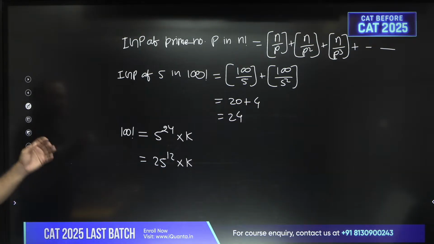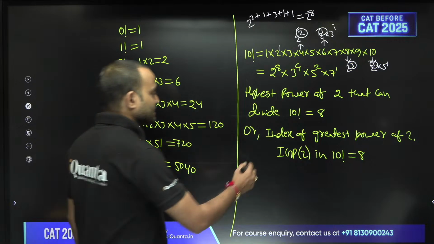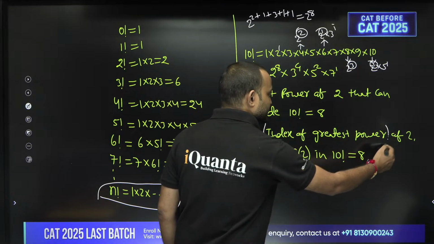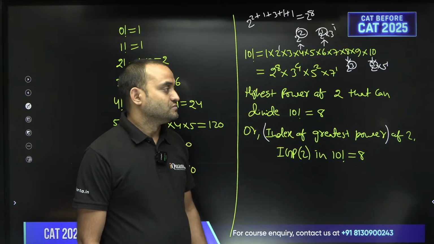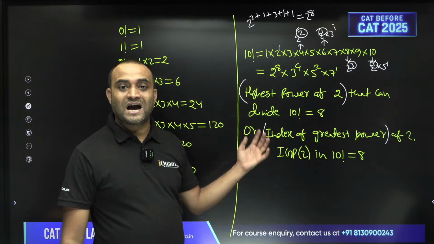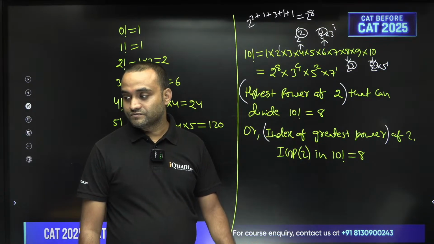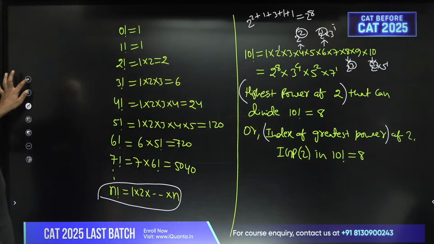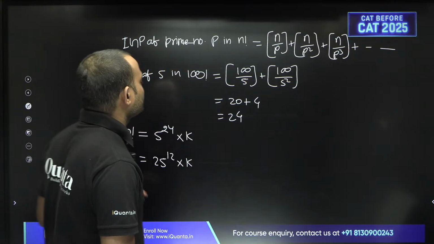IGP means index of greatest power. Here, index of greatest power of 2, which is same as highest power of 2. IGP means highest power of any number. All right. Okay. So, now on the basis of this, let's try few questions.